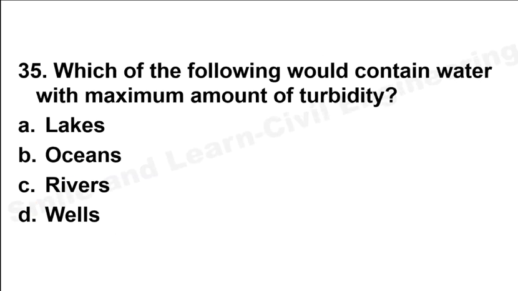Next question, which of the following would contain water with maximum amount of turbidity? The correct answer is option C, rivers. River water has the maximum amount of turbidity. Lakes and wells are free from any kind of suspended solid. They only contain dissolved solid.